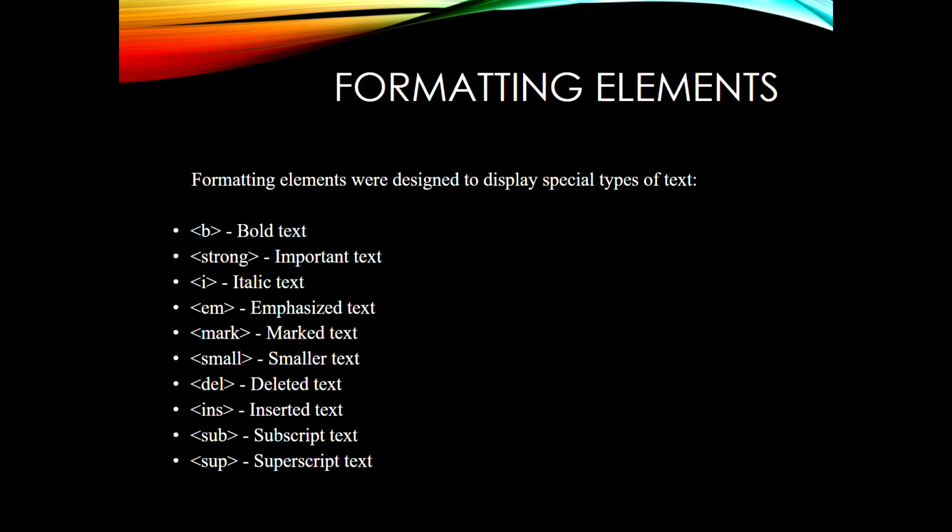Formatting elements. Formatting elements were designed to display special types of text. B element describes bold text. Strong element describes important text. I element describes italic text. EM element describes emphasized text. Mark element describes marked text.